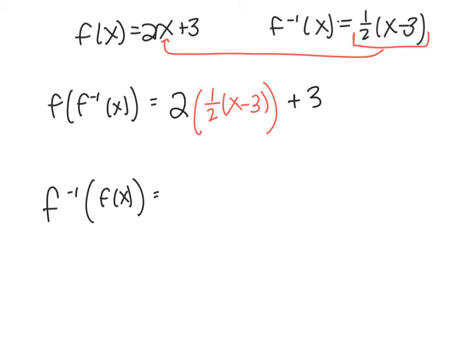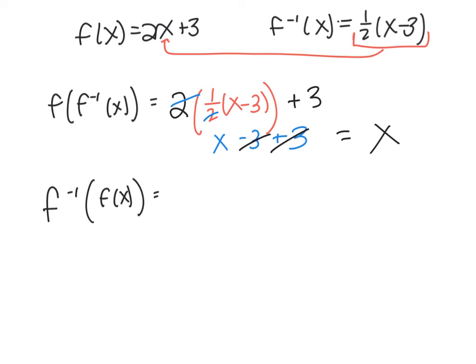Now it's just a matter of simplifying. 2 times 1/2 cancels out. So we're left with x minus 3 plus 3. Minus 3 plus 3 cancels out. So we're left with x. Same thing the other way now.